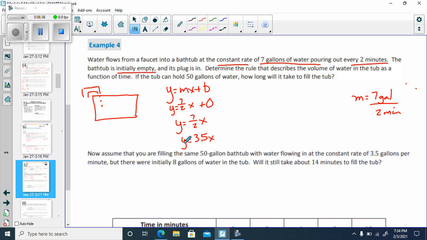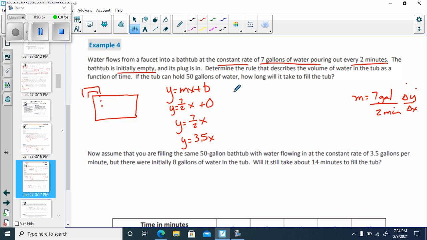Now that means that y, what is our y here? Remember, this is changing y over changing x. This means the number of gallons. See, our units tell us what it is. So y is gallons. The number of gallons in the tub is equal to 3.5 gallons per minute times x, which is the number of minutes.